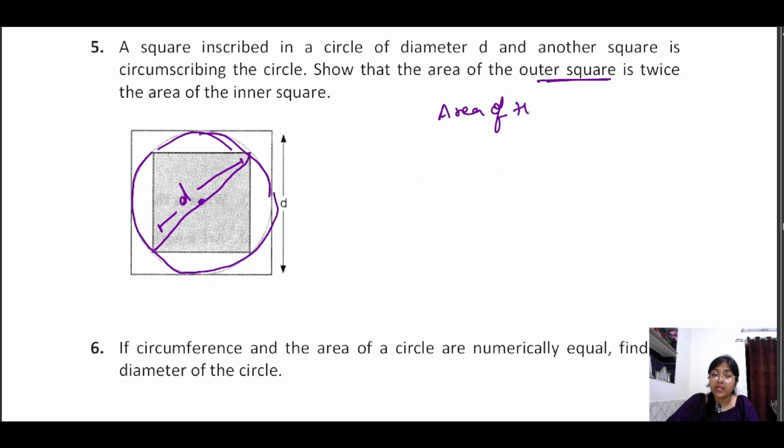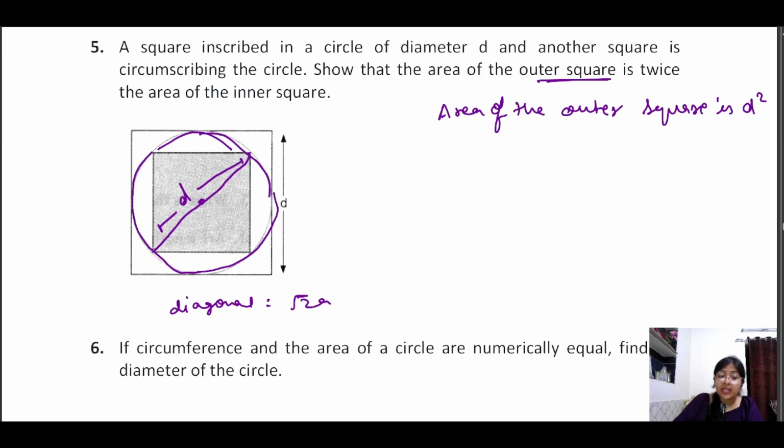So the area of the outer square is side square, that is d square. The diagonal of the smaller square is d. So their side will be how much? We know that the diagonal of a square formula is root 2a. If the side is a, the diagonal is given as d. So the side length will be d by root 2.